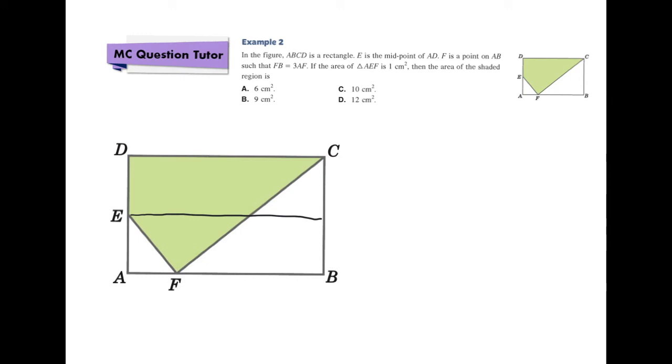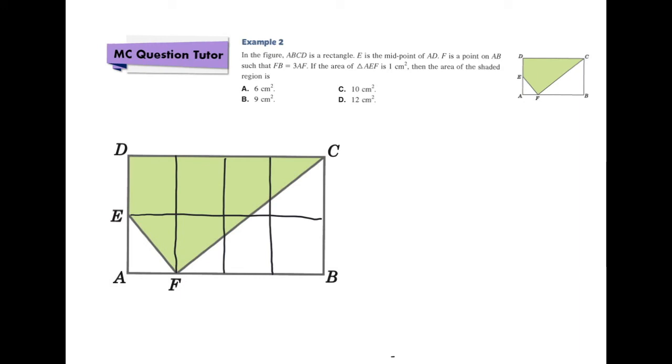Moreover, FB is equal to 3AF. We can draw 3 vertical lines to split AB into 4 parts. AF takes 1 part. FB takes 3 parts. Now we can find out the area of the shaded region by counting.